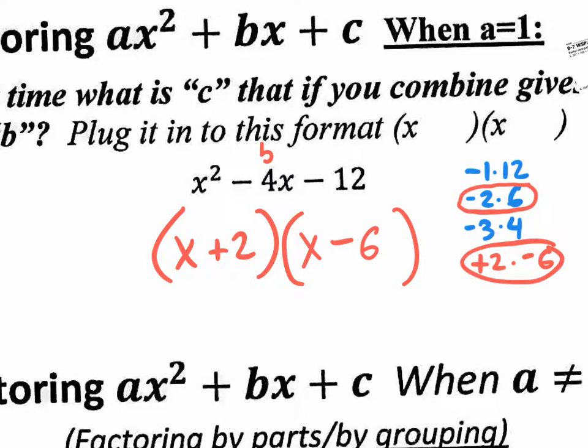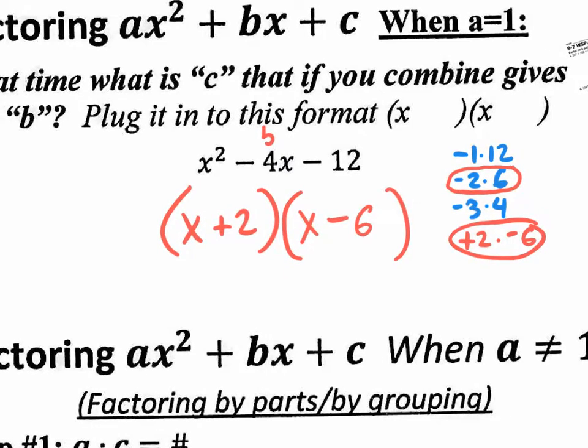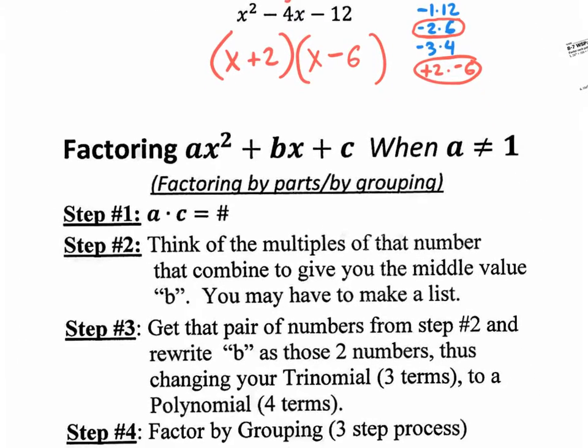We should love when we see standard form quadratic trinomials with no number right here because a value is 1. That means we could jump right into the answer and just think what times what is c, that if we combine together is b.